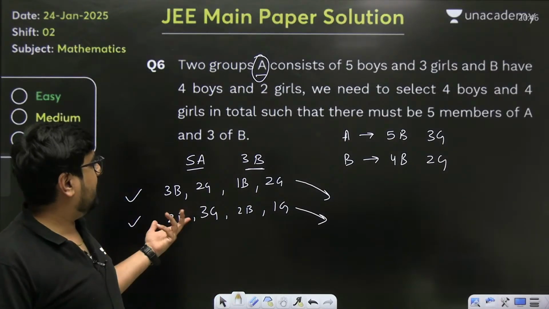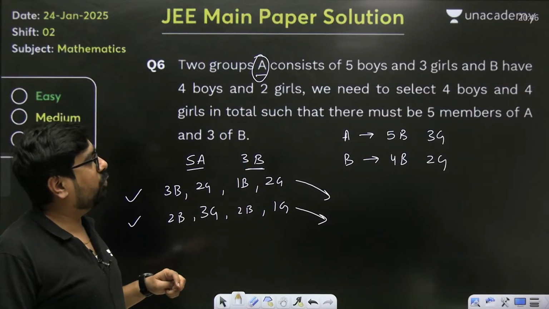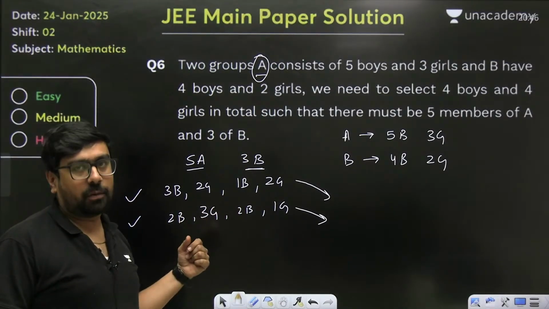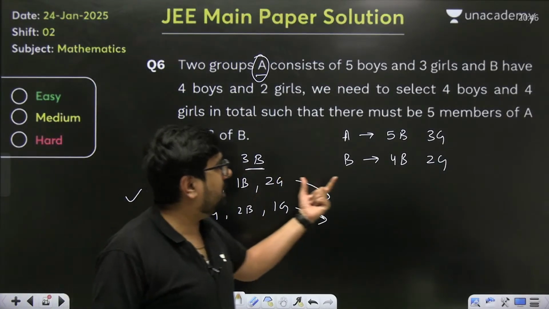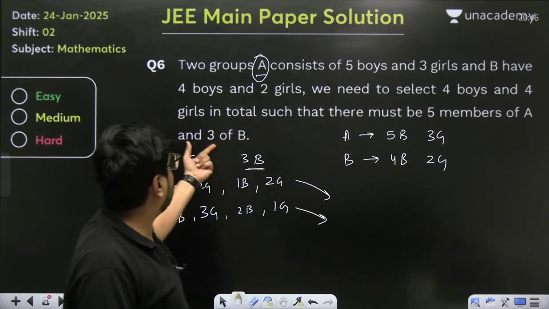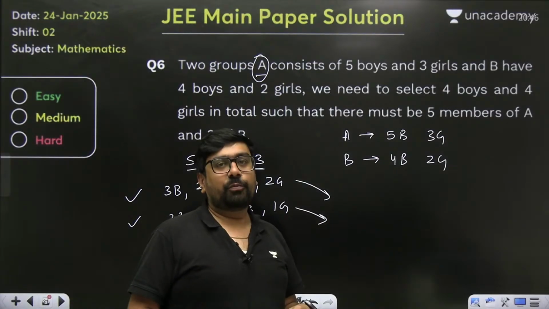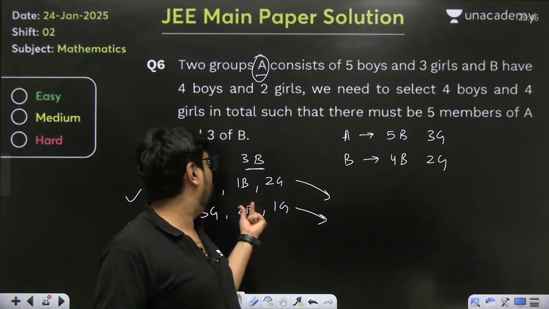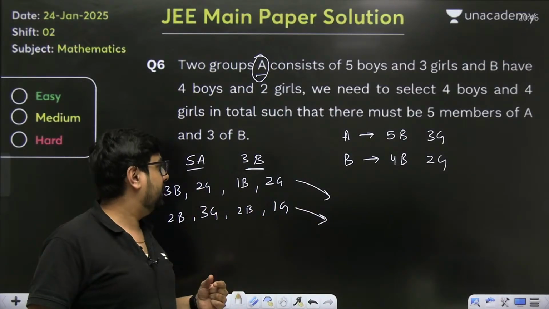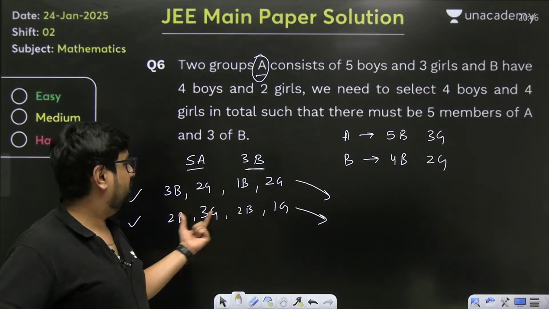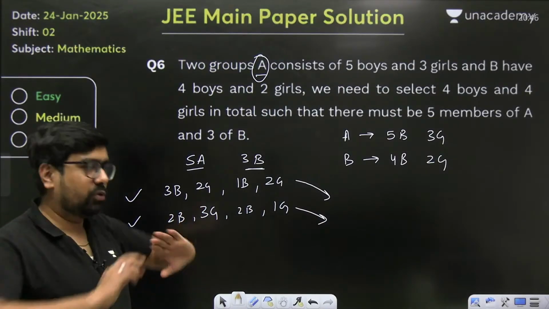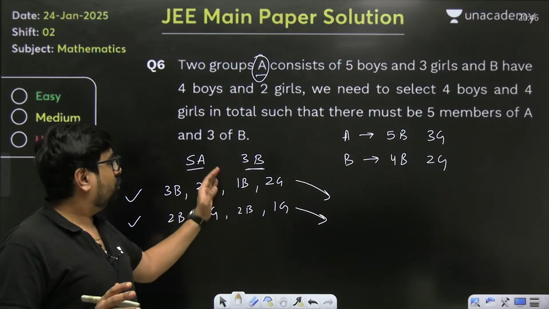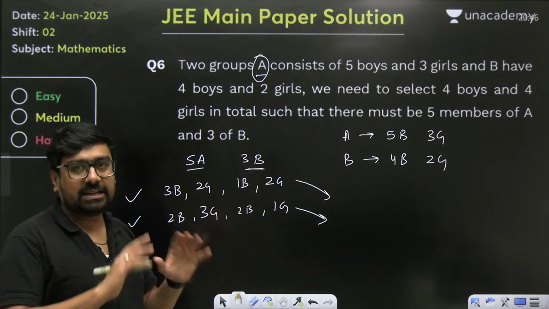Boys and everything else you can see. 0 boys from group B, can you do that? If you pick 0 boys from group B, then how will you have 3 members of group B? You cannot. So you cannot pick 0 boys from group B either. 1 boy we have already picked. So there are only 2 possible cases. You can take your time and think of all the other possible cases. Group B decides all the restrictions.